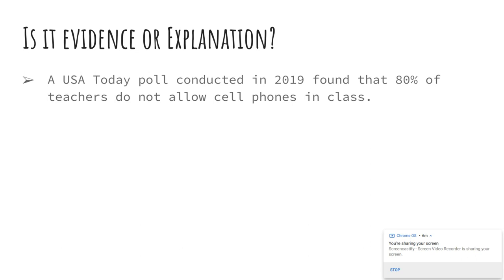A USA Today poll conducted in 2019 found that 80% of teachers do not allow cell phones in class. Yes, this is also evidence, and we know because it's from a source, a USA Today poll. So this is a newspaper, and it's giving us information about what they found when they asked the readers a question.